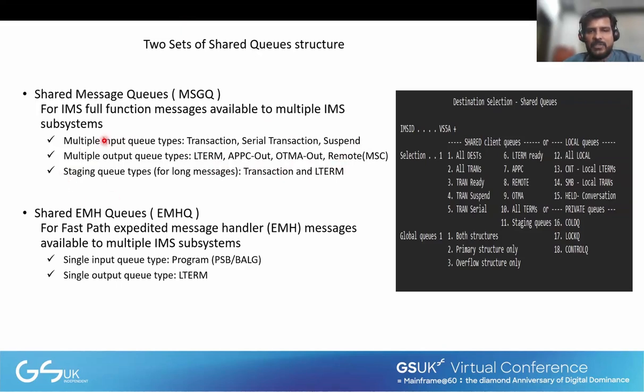Inside the message queue structure, we have two additional queues for long messages, which we also call staging queues. We have one staging queue for large transaction messages and the other staging queue for large LTERM messages. Similarly, the EMH queue structure, which is for fast path messages, also has two separate queue types, one for input messages and another one for output messages to LTERMs, logical terminals. So in this picture, you can see the different queue types available for full function messages in shared queues.